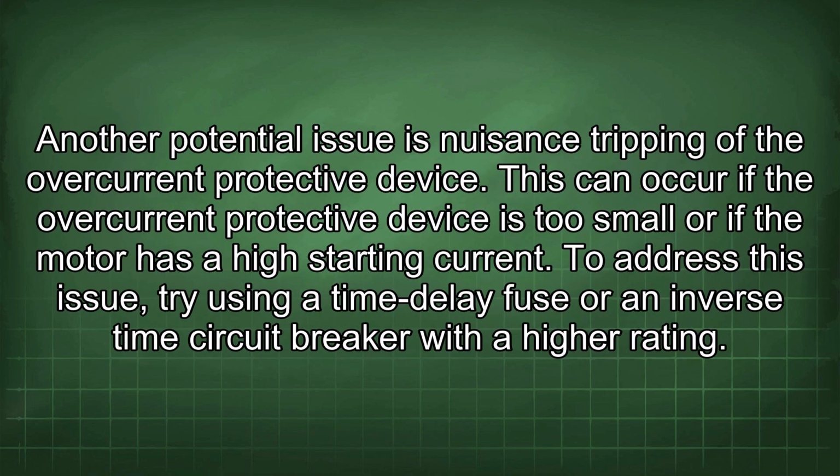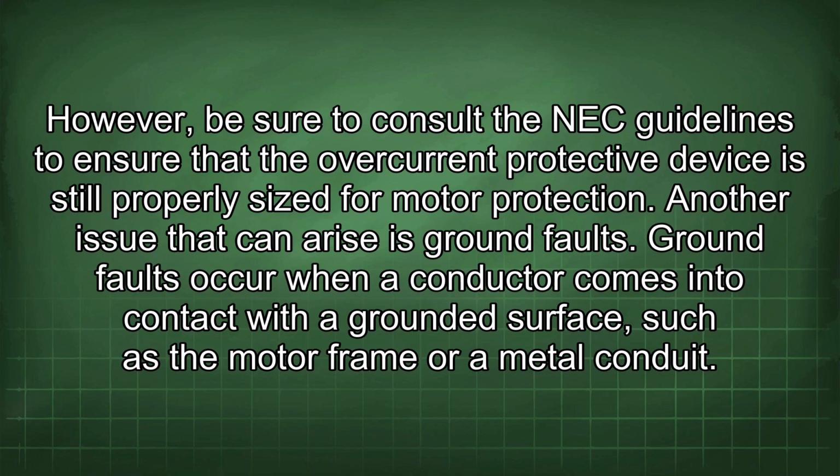Another potential issue is nuisance tripping of the overcurrent protective device. This can occur if the overcurrent protective device is too small or if the motor has a high starting current. To address this issue, try using a time delay fuse or an inverse time circuit breaker with a higher rating. However, be sure to consult the NEC guidelines to ensure that the overcurrent protective device is still properly sized for motor protection. Another issue that can arise is ground faults.